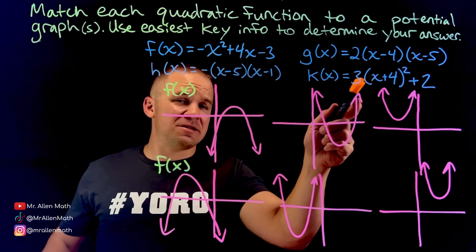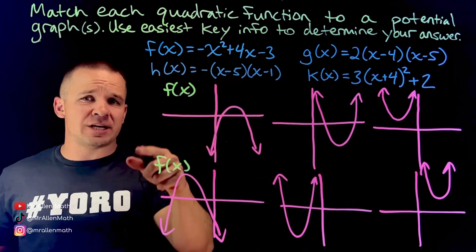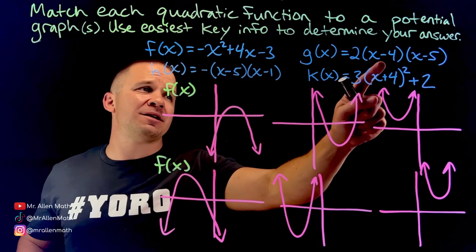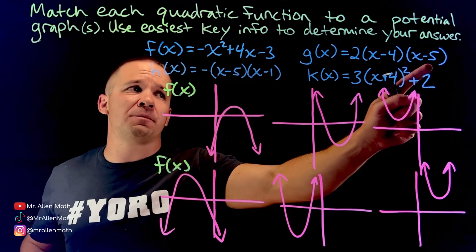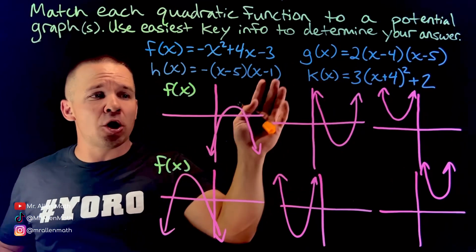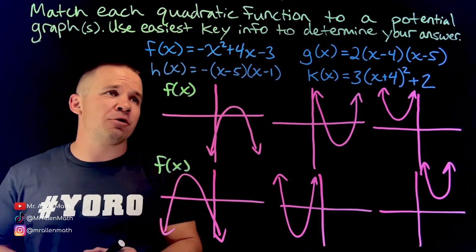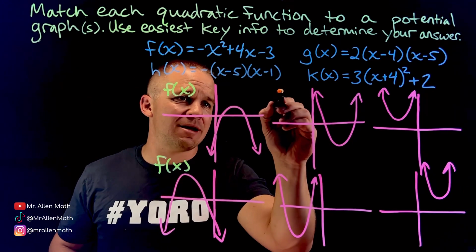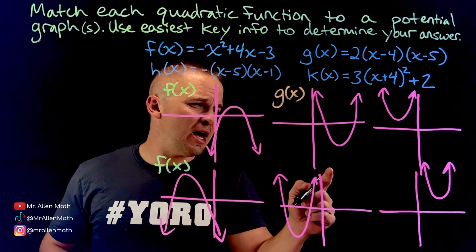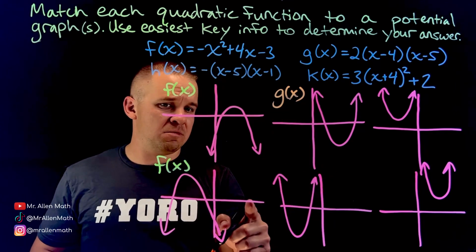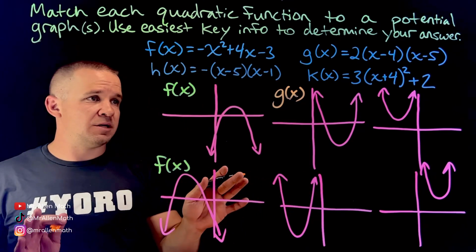So this is factored form, which means I can get my x-intercepts easily. I'm looking for a positive 4 and a positive 5. So positive, and it's opening up. So which of these have 2 positive x-intercepts and they're opening up? This guy right here has that, g of x, and is that it? It looks like it. That's the only one.